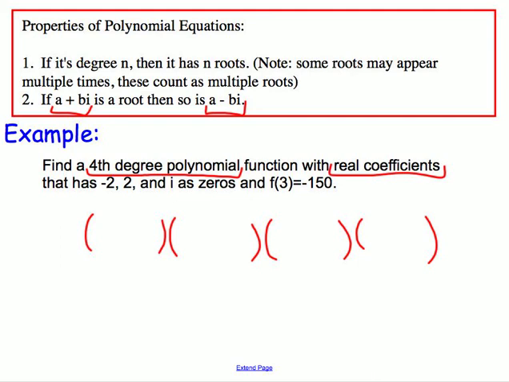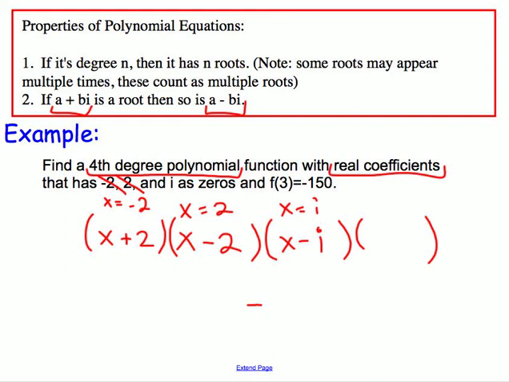So that means that one of my factors is x plus 2, because that would give me the root of -2. The other factor is x minus 2, again, because that would give me the zero of 2. So I've used these 2 pieces of information, and it has i as a 0, so that means x minus i, because if i were plugged in, I would get a 0. So now we're missing the 4th root. So we need all 4. The 4th root is the conjugate of i, positive i in this case.